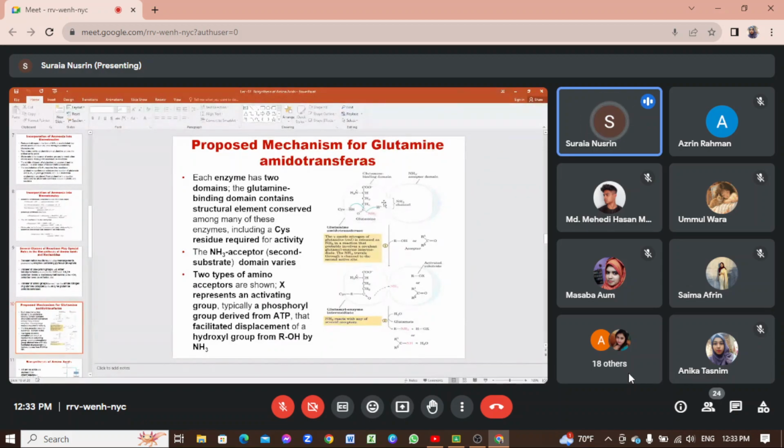So that means when it is released, it will travel through the ammonia channel and go to the amino acceptor domain, where the amino acceptor domain is already attached or bound to the amino acceptor, and the amino acceptors can be of different types. So two types of amino acceptor have a keto group.